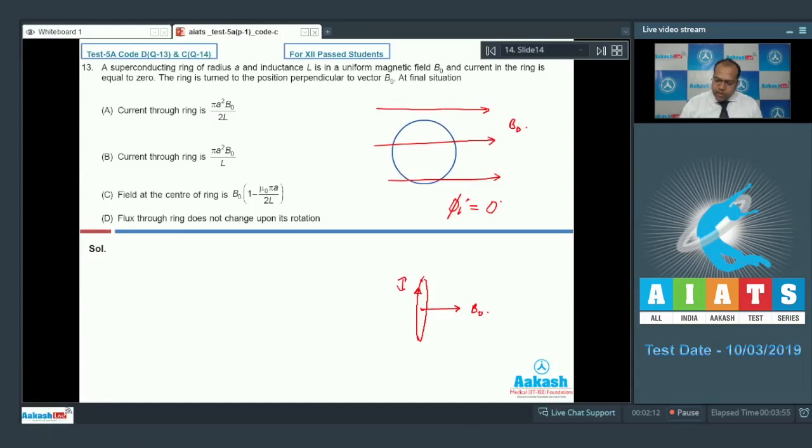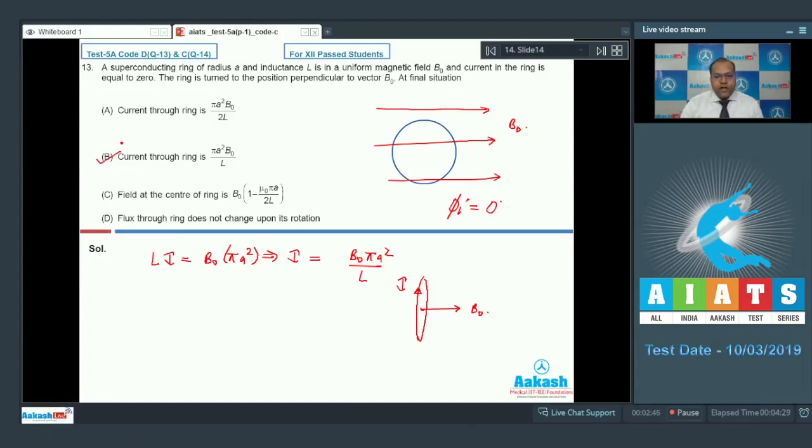Let I be the induced current, and the flux through this induced current balances the flux due to the external uniform magnetic field. So I can say that L is the inductance, then L into I must be equal to magnetic flux due to magnetic field B naught, so B naught into pi into A square. So from here the value of induced current through the ring comes out to be B naught into pi A square by L. So option B is correct and A is wrong.